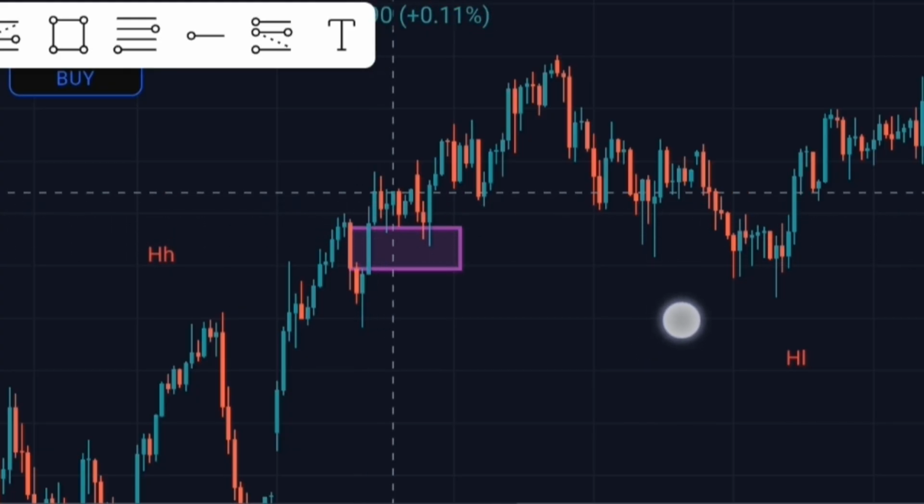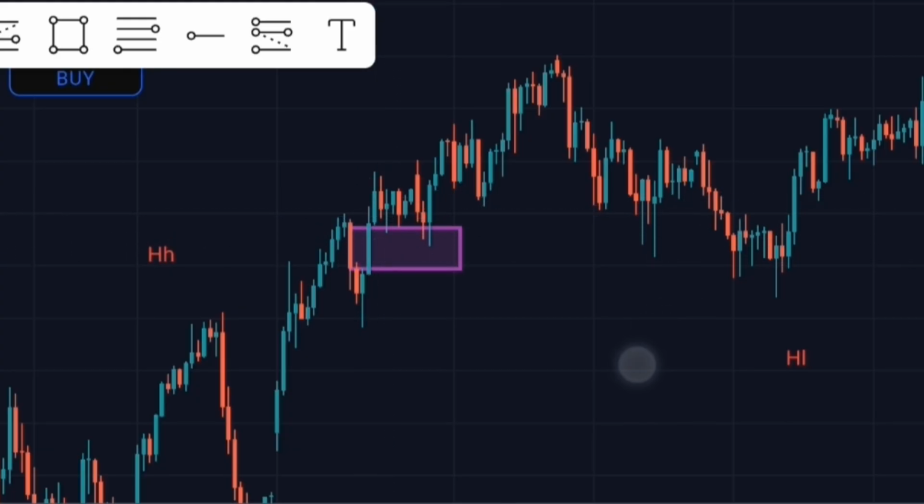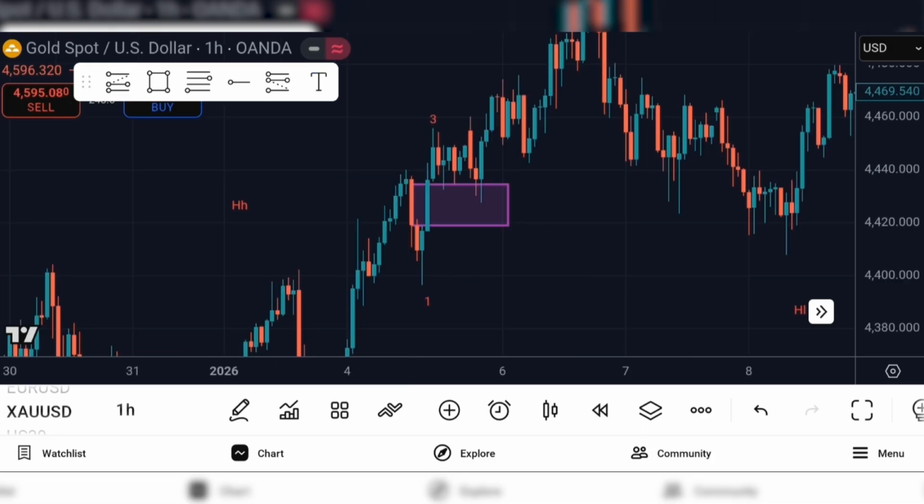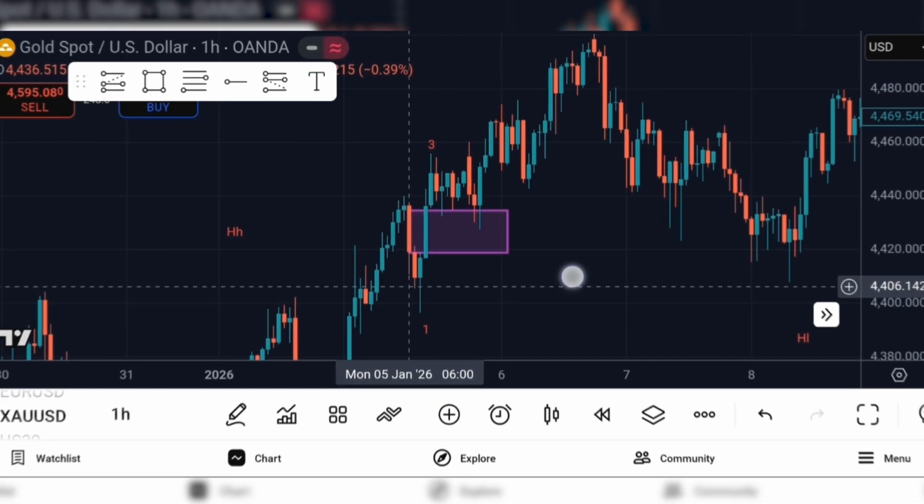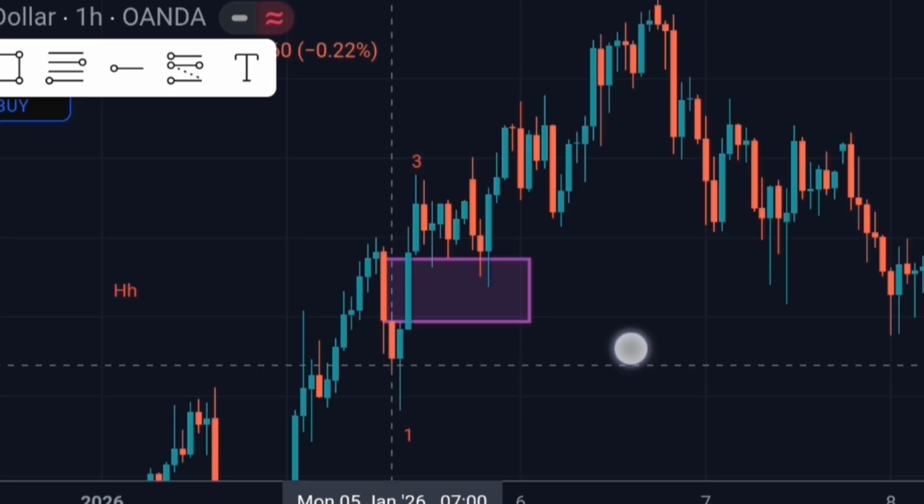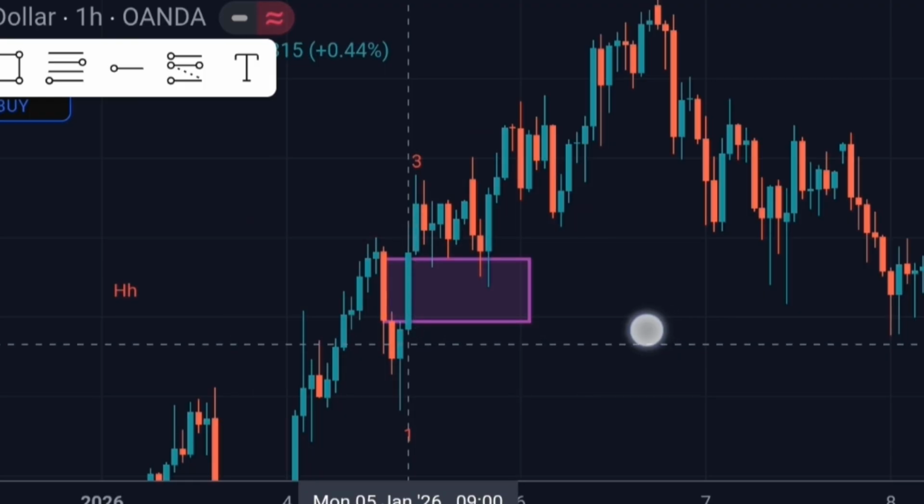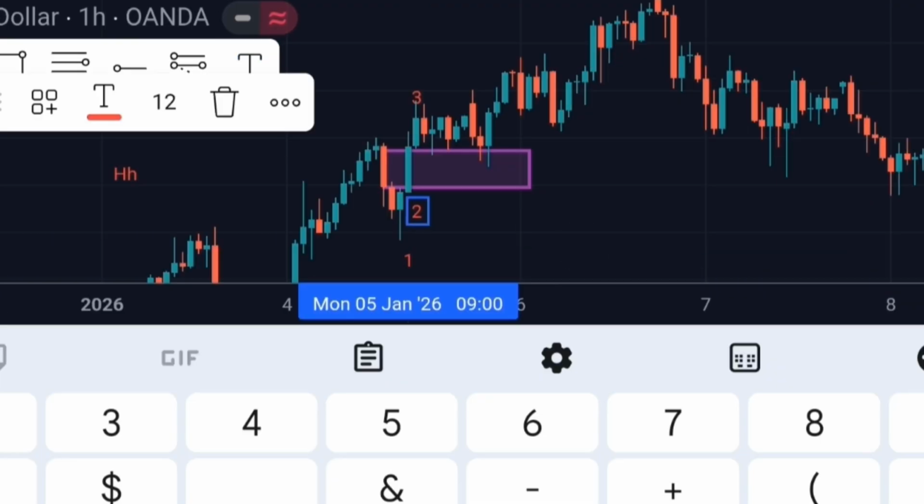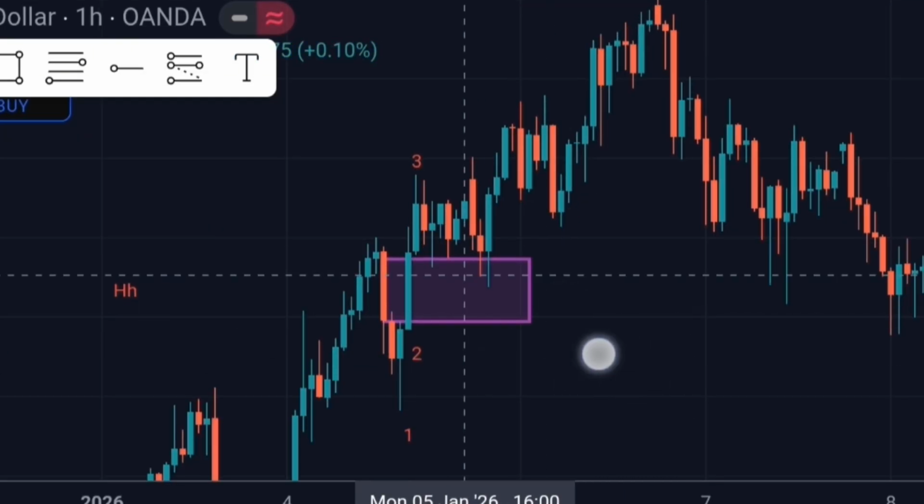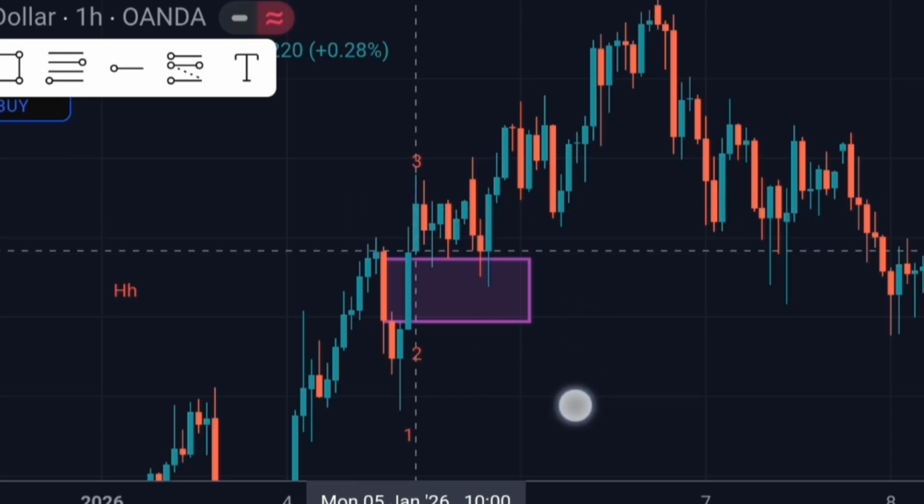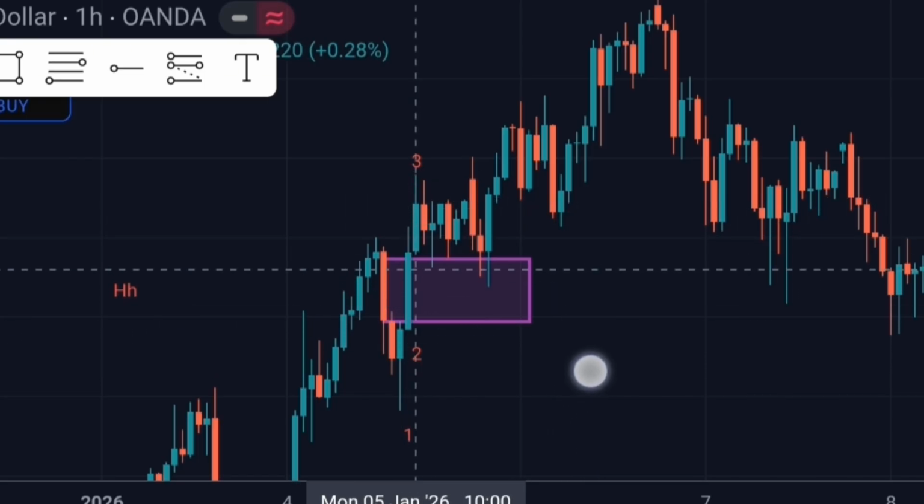Now, what about the other candles after the third candle? Notice how this first candle right here, remember, because it's going up, so we're gonna look for bullish fair value gaps. So this is the first candle. This one in the middle right now is the second candle. Then this one up here is the third candle. Right? 1, 2, 3.